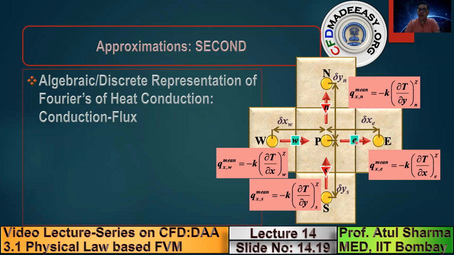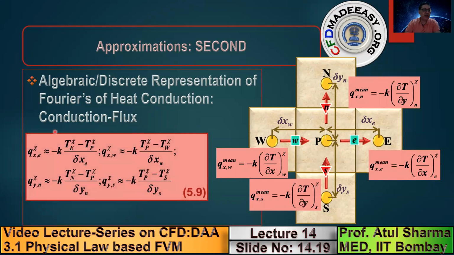So dT by dx at small e will be T capital E minus T capital P divided by delta x, which is shown here. Note that this is not the exact representation, it's an approximate representation. This is a second order central difference scheme, corresponding to which we have discretized the first derivative at the centroid of the surface area. This I had shown you for this surface.